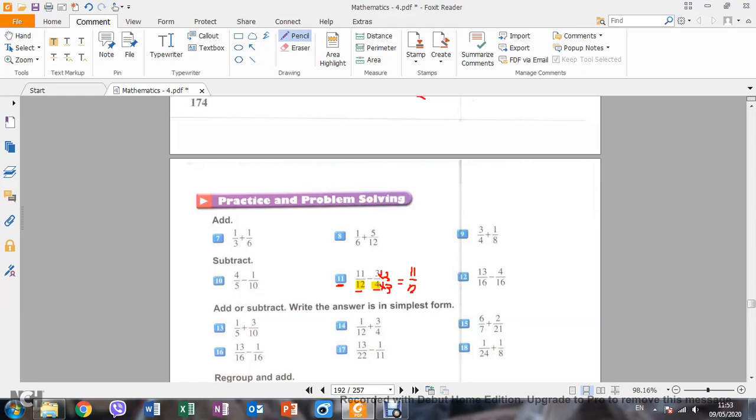I put it down like this: 11 minus, because between them is minus, 3 times 2 is 6, and 4 times 3 is 12. So in here we have like denominators. So 11 minus 6 is equal to what? Equal to 5.